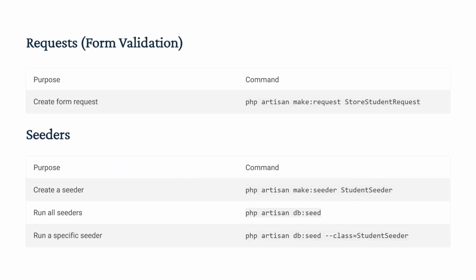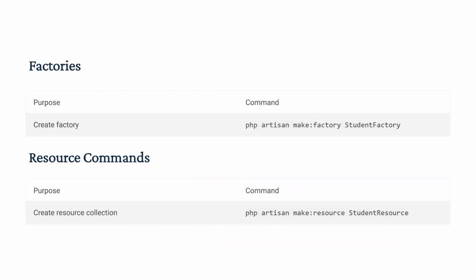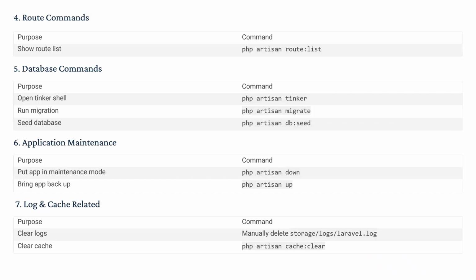Now move on. Request, seeders, factories, resources, commands, and all route, database, application, log related commands. You will learn more about these commands when you actually execute these parts in your project. In short, artisan commands help us to create files, run the project, and manage Laravel faster using the terminal.